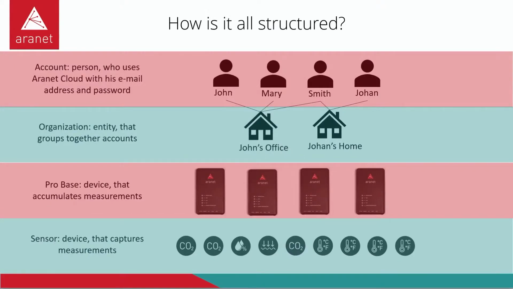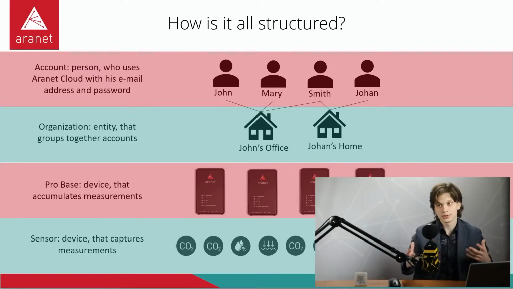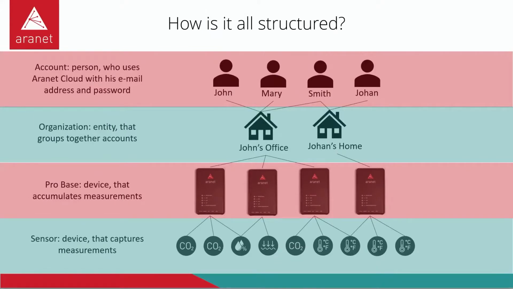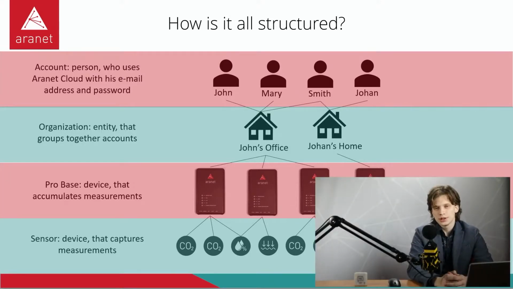As you can see here by these lines connecting the people to the organization, you can have a single user using one organization, or you can have a single user in several organizations. So I can have my own account, and I could have access to different organizations. However, the base stations can only be connected to a single organization. One base station cannot be connected to two organizations, which makes sense. And then, of course, sensors are typically each connected to their own base station, but you also have the possibility to connect one sensor to several base stations.